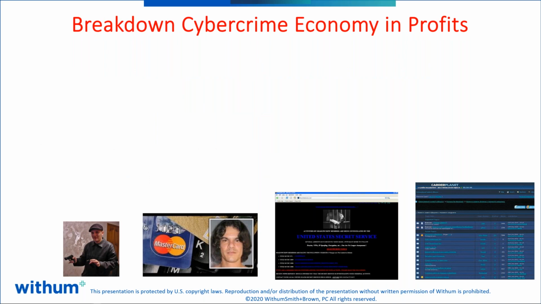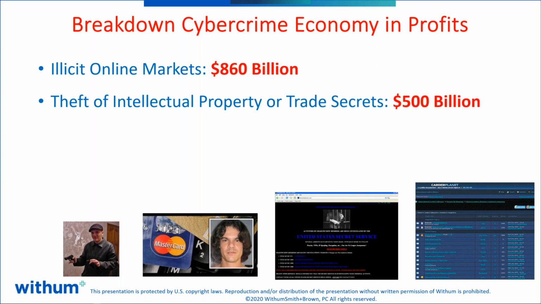Breakdown in cybercrime economy and profits. Illicit online markets, 860 billion. Theft of intellectual property and trade secrets, 500 billion. Data trading, 160 billion. They are literally brokering your data. Your data has value. I can tell you a social security number goes online for $1,000. Why? It has value.